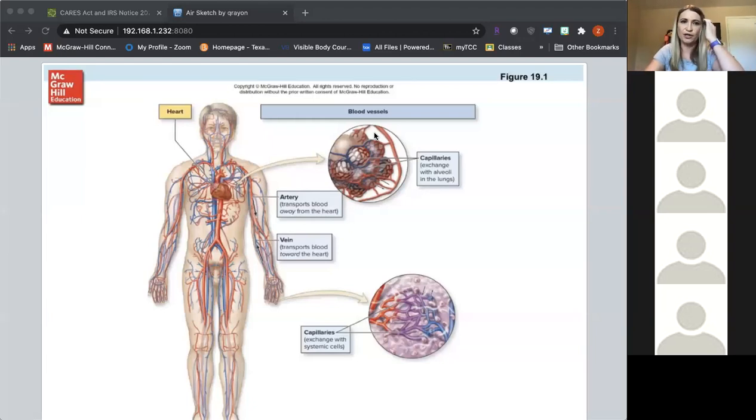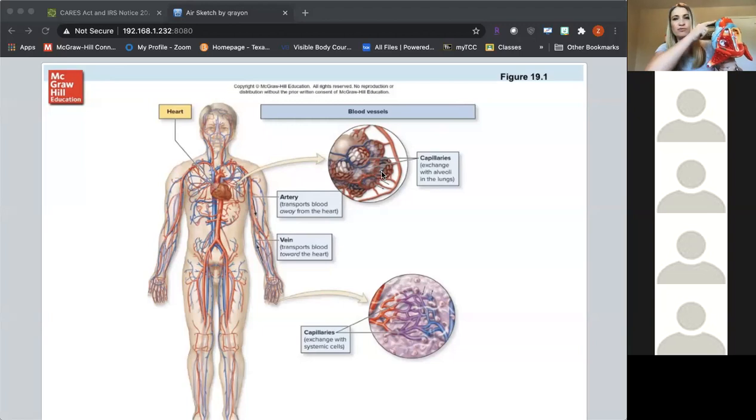So that's that pointy part. The right side of the heart will receive deoxygenated blood from the systemic circulation. So that blood is going to come into the right atrium, right here. I'm seeing myself in the mirror image. So, right atrium receives deoxygenated blood.